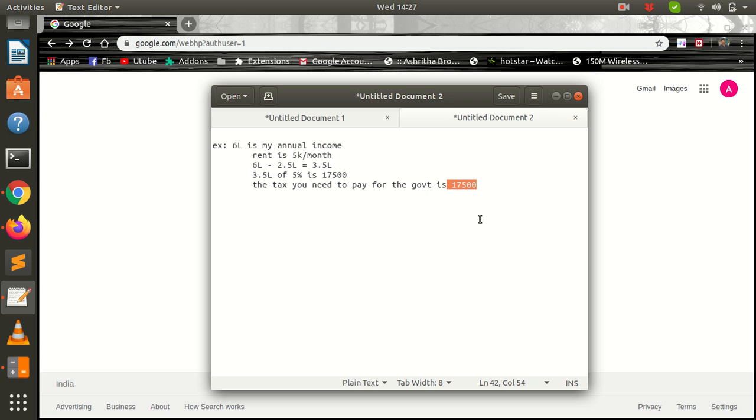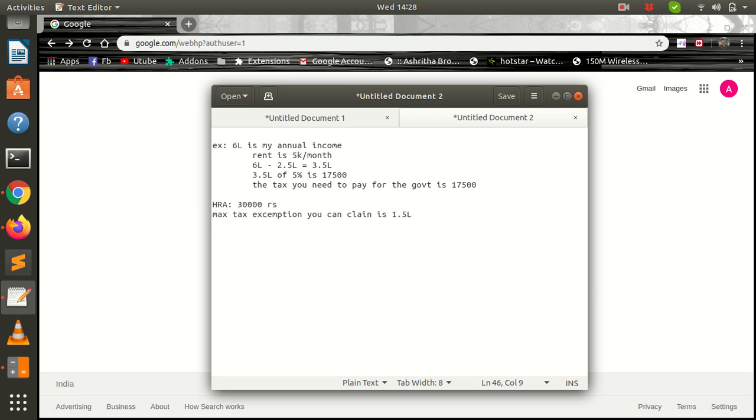By showing all the expenses to the government, I am going to reduce this tax amount of 17,500 to something much lesser. Basically we can claim HRA, right? My HRA is 30,000 rupees, and I can claim that. The maximum tax exemption you can claim is up to 1.5 lakhs.